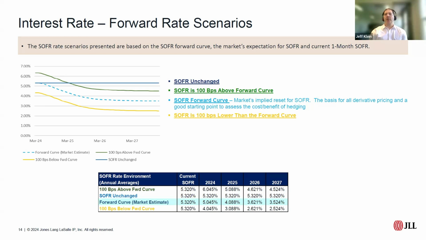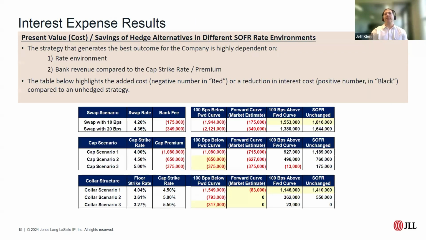What if SOFR forwards are too high? What if the Fed actually cuts more aggressively? Well, we have a yellow line. SOFR is 100 bips below the forward curve. And we run the mathematics on different hedge structures using different paths of SOFR. And it results in a table that kind of looks like this.